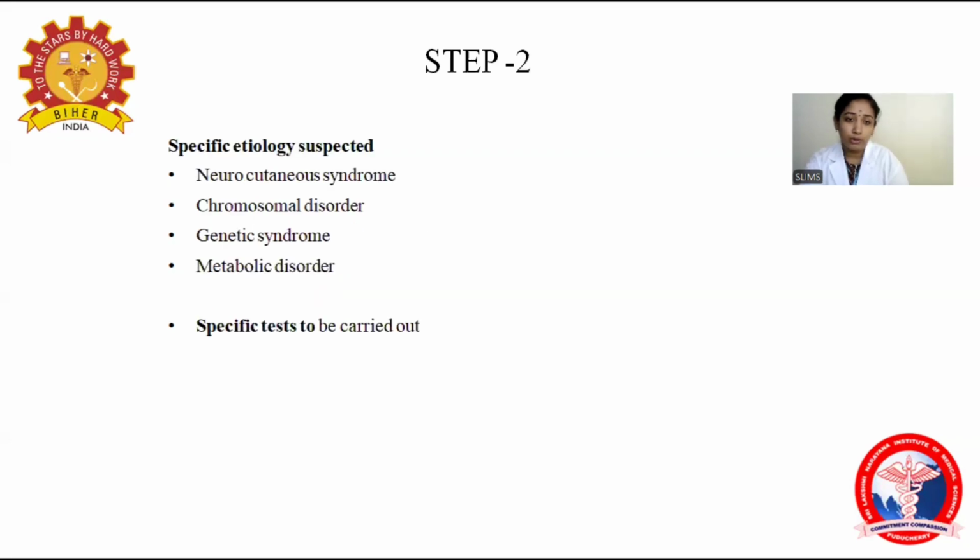Next is step two. In step two, we have to focus our investigation to identify the specific etiology which is suspected. We have to look for any neurocutaneous syndrome, chromosomal disorder, any genetic syndrome and metabolic disorders. Based on this, specific tests have to be carried out.